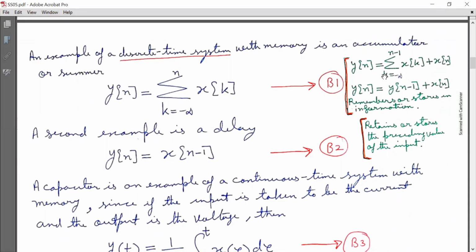Now this system remembers or stores the information. Look at this: y[n] is the present output, equal to y[n-1] plus x[n]. Here y[n-1] is the past output, plus x[n], which is the present input. So the system will have to store the past output. So this is a system with memory.